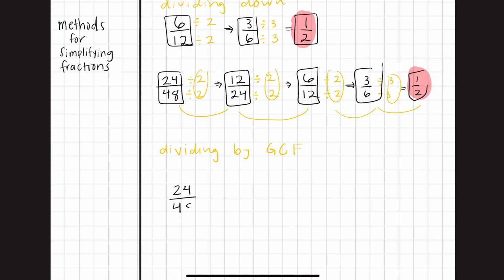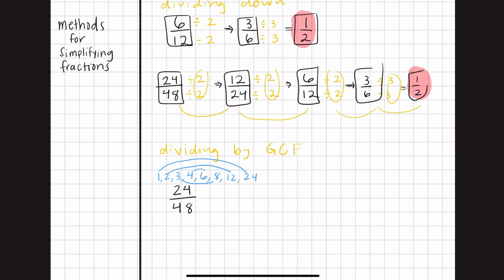24, 48. Cool. And we can list out all the factors of 24, which are 1 times 24, and then 2 times 12, 3 times 8, 4 times 6. So 1, 2, 3, 4, 6, 8, 12, 24. These are all the factors, because if I multiply 1 times 24, I get 24. 2 times 12, I get 24. 3 times 8, I get 24. And 4 times 6, I get 24. Right? So those are all the different combinations of numbers I can multiply together to get 24.